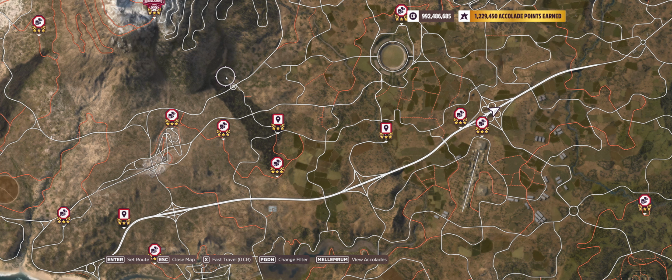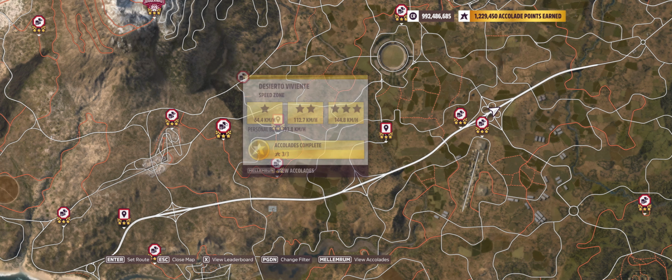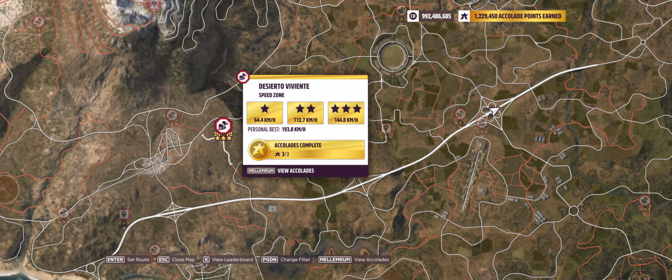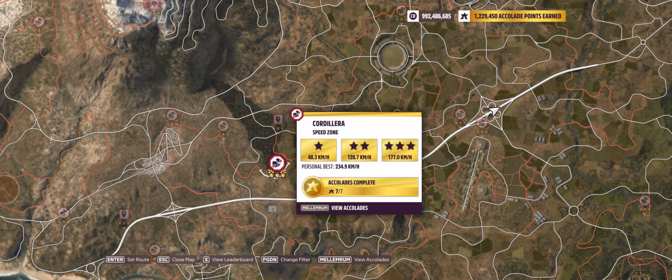Okay. So, we start off Desierto Viviente, which you'll notice is a dirt racing speed zone. 116.9 kilometers an hour, or 100 miles an hour, give or take. Followed by Cordillera speed zone, 193.1 kilometers an hour. Gets worse.